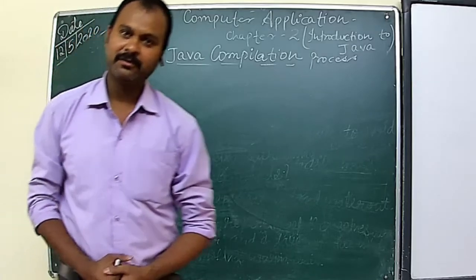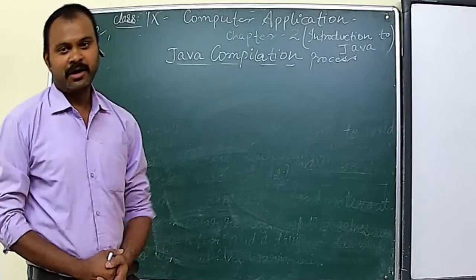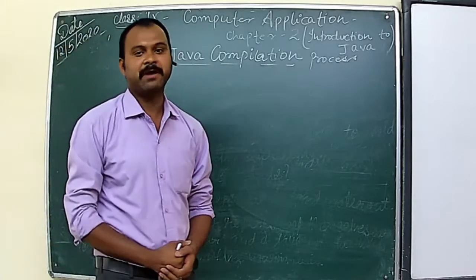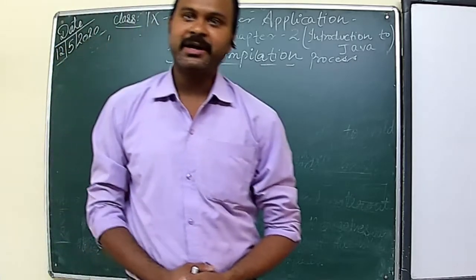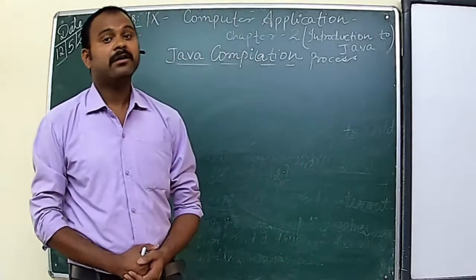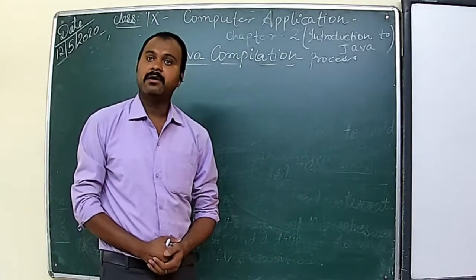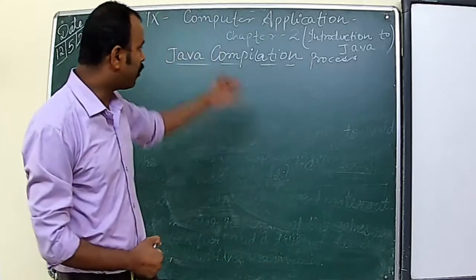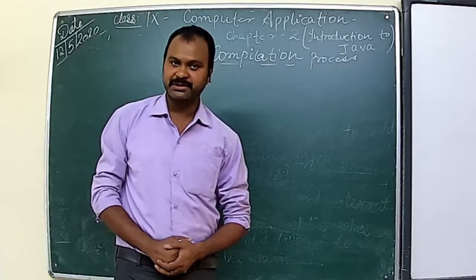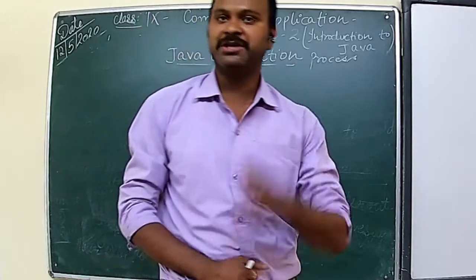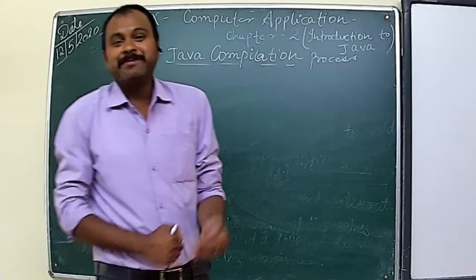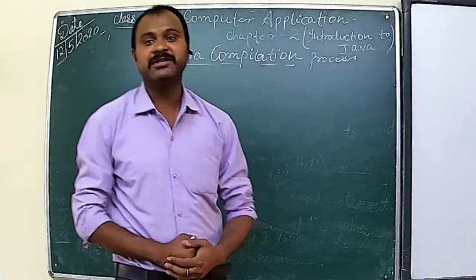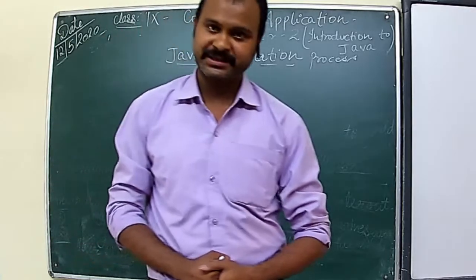Hello children, welcome back. In the last video, we discussed Java history and the Java compilation process. Today we'll start again with the Java compilation process and see how the Java source code is executed and how you get the output.